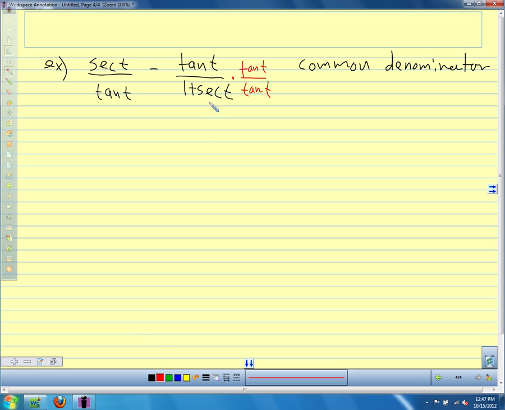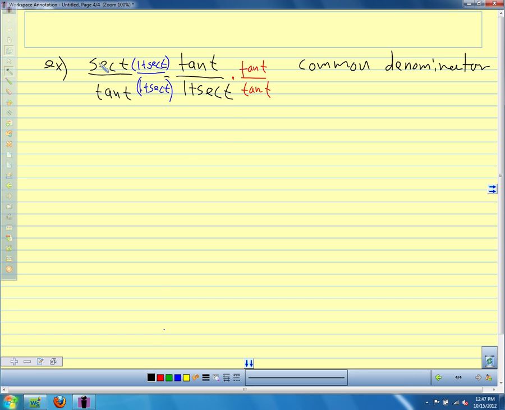Right, so when we multiply the left one by this one, I'm just going to move my minus sign over here. And I'm going to multiply this by 1 plus secant t over 1 plus secant t. So that will give me my common denominator of 1 plus secant t times tangent t. So now I'm going to multiply these out and add everything together.